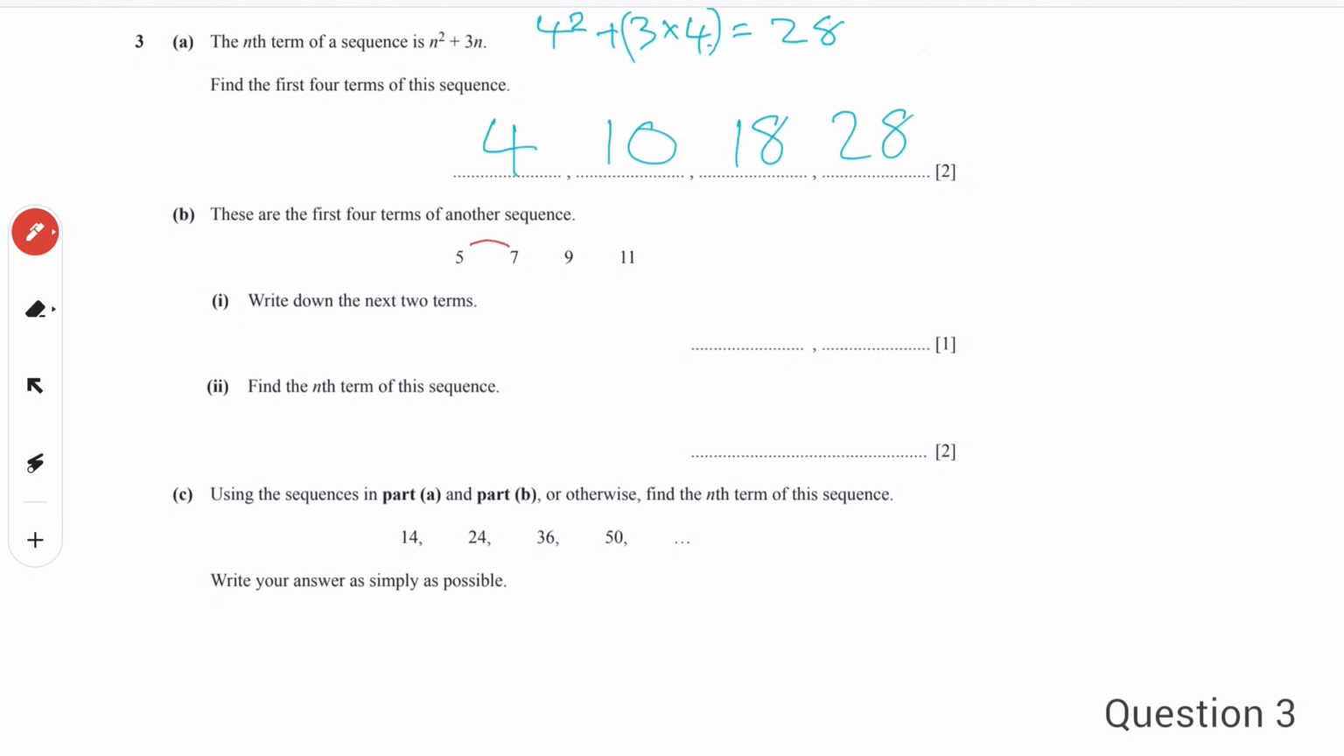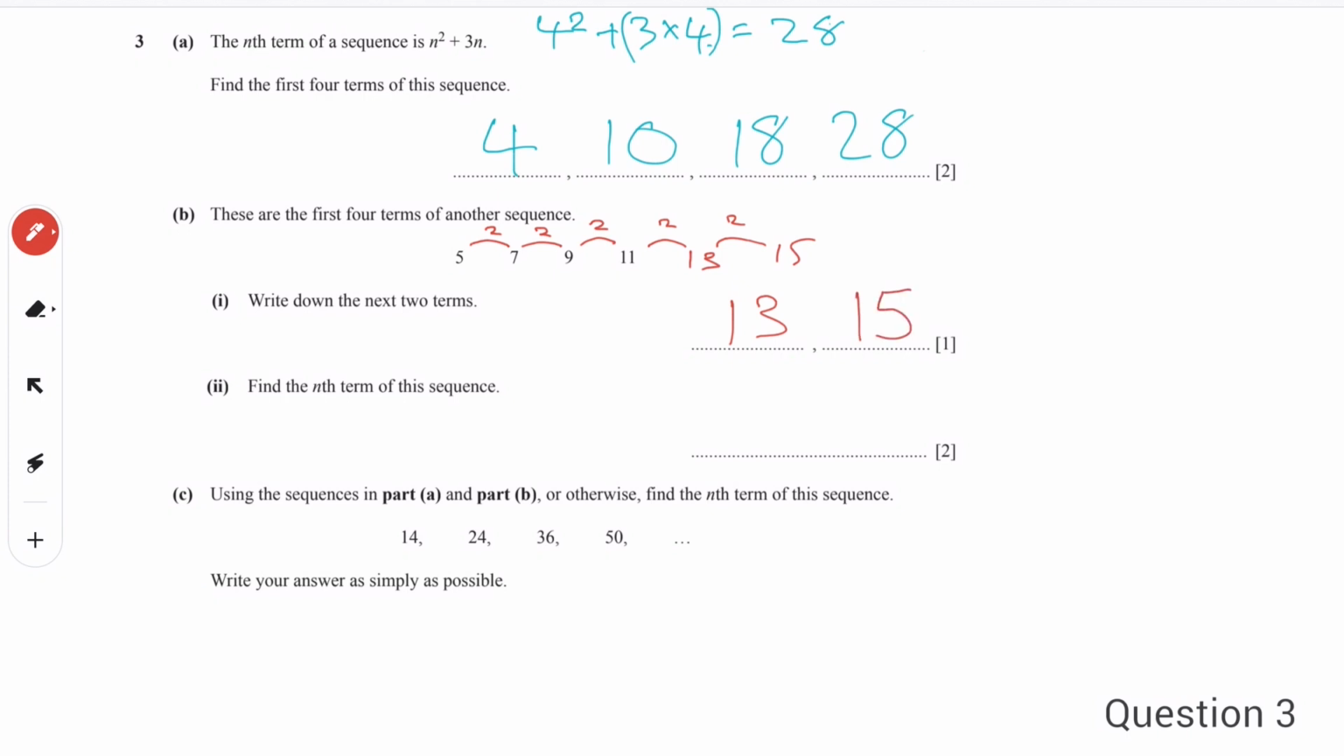We'll see if it's a linear sequence first of all. So I'm going to go, that's 2, and that's 2. These are the first 4 terms. Write down the next 2 terms. So basically we're going to go 2, and we're going to go 2 again. Well, 11 add 2 is obviously 13. 13 add 2 is obviously 15. So nice and easy, we've got 13 and we've got 15.